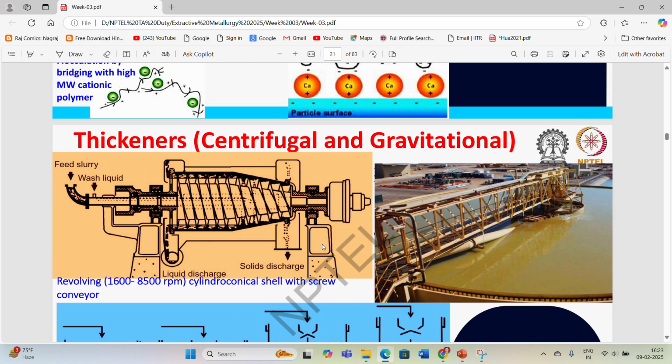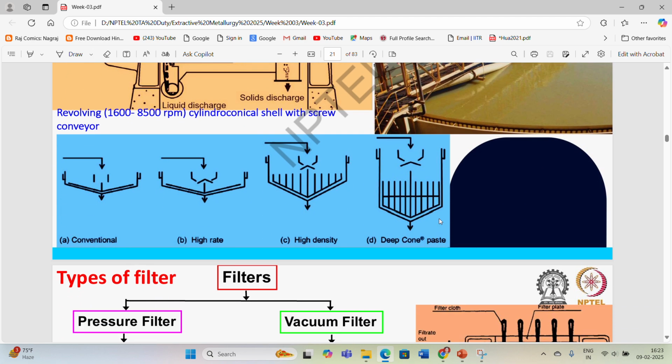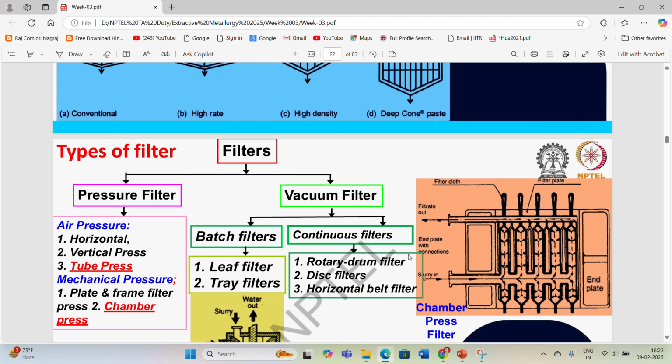Then there are some thickeners or thickener types, like centrifugal or gravitational process. We can expedite the settling behavior of the particles inside a liquid medium. With the help of these settlers, we can expedite the process.